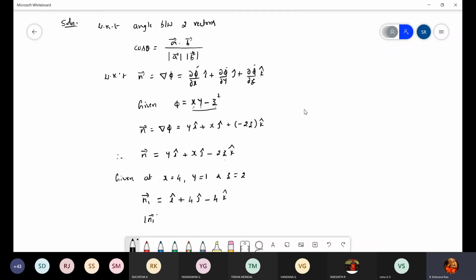What is the magnitude of n1? That is equal to square root of 1 square plus 4 square plus 4 square. If it is minus, that is plus only because it is whole square, and inside the square root there is no question of negative numbers. So that gives square root of, 4 square is 16, plus 16 is 32, plus 1 is 33. Is it right?